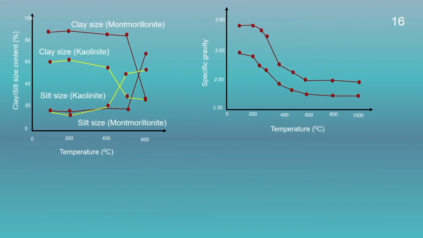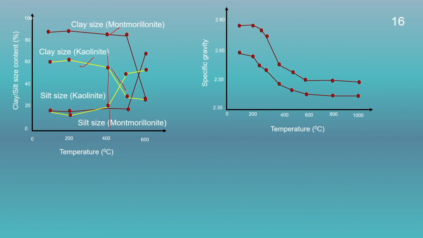If we look into the clay and silt size content for montmorillonite and the kaolinite, we could see here, this is the clay size for montmorillonite, this is the clay size for kaolinite. We could see here for kaolinite up to 500 degrees centigrade, there is no change in the clay content, or there is a minimal change in the clay size up to 400 degrees centigrade.